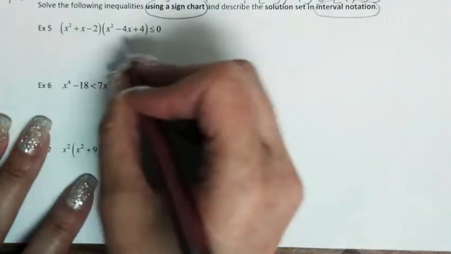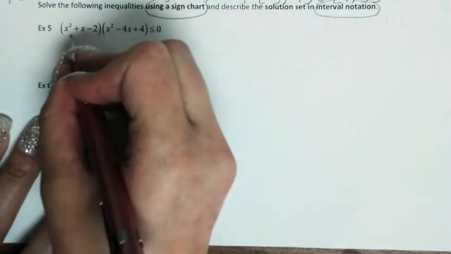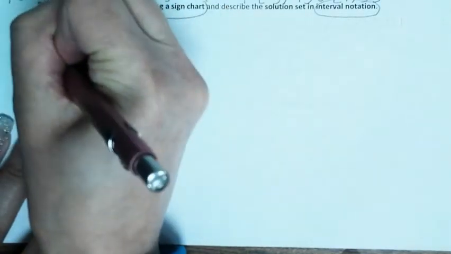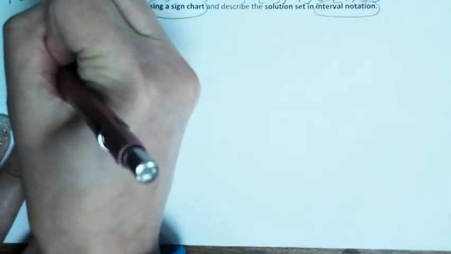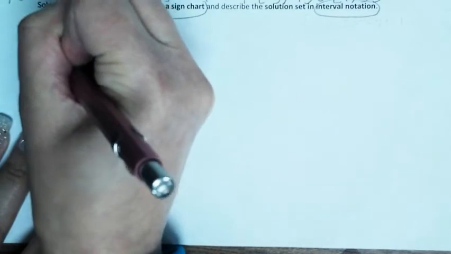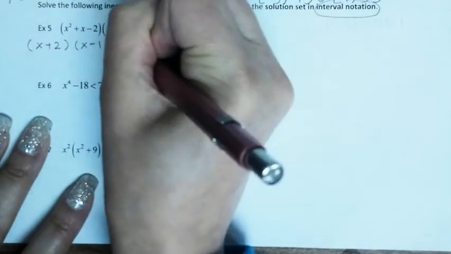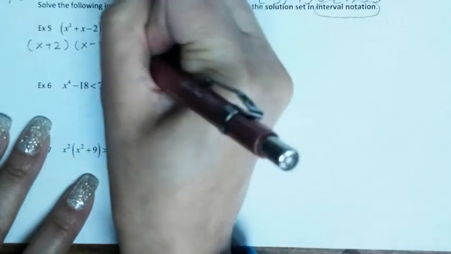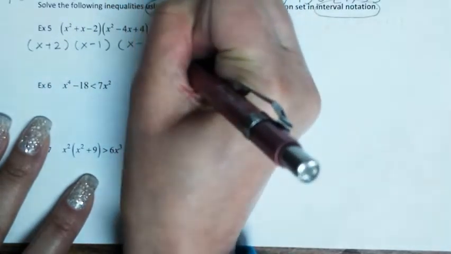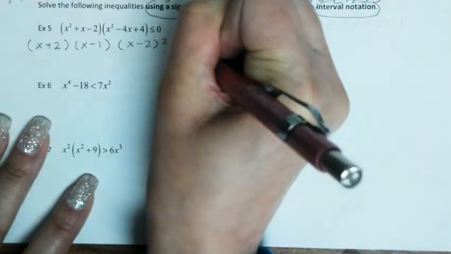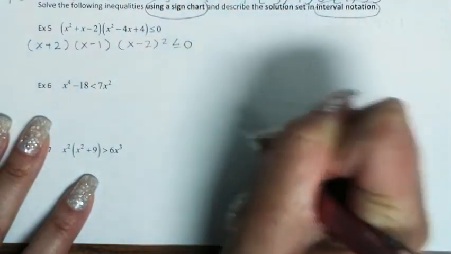Okay, I wanted it to completely factor. So how can we factor this part? Well, you know that that one is going to be (x + 2)(x - 1). And this one is going to be a perfect square, so you know that it's (x - 2)², or (x - 2) times (x - 2), and it's less than 0.